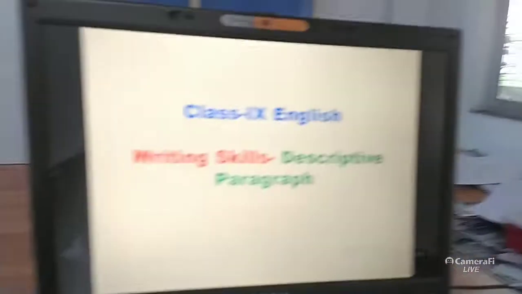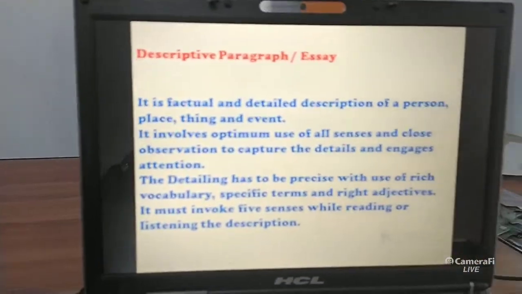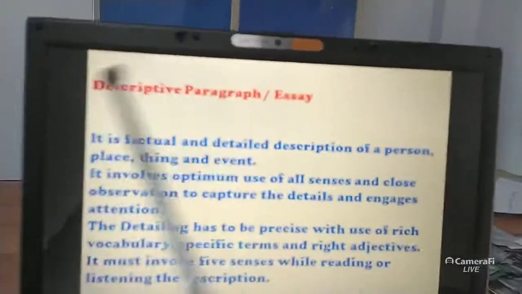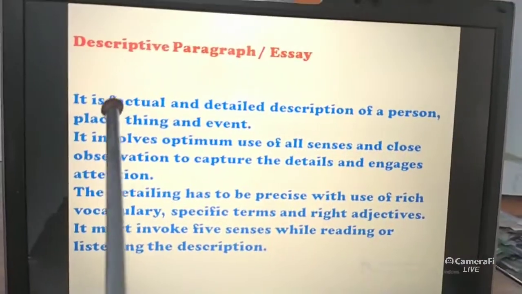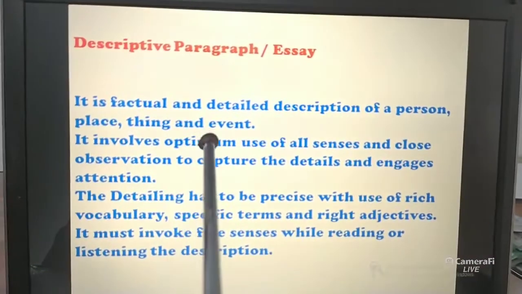Now in this descriptive paragraph also, which is a person, you will do a similar sort of thing, but the only difference is here the pattern of question is going to be different. So how far it is different, let's see. So what is a descriptive paragraph? So let's see. It is a factual and detailed description of a person, place or thing, an event.